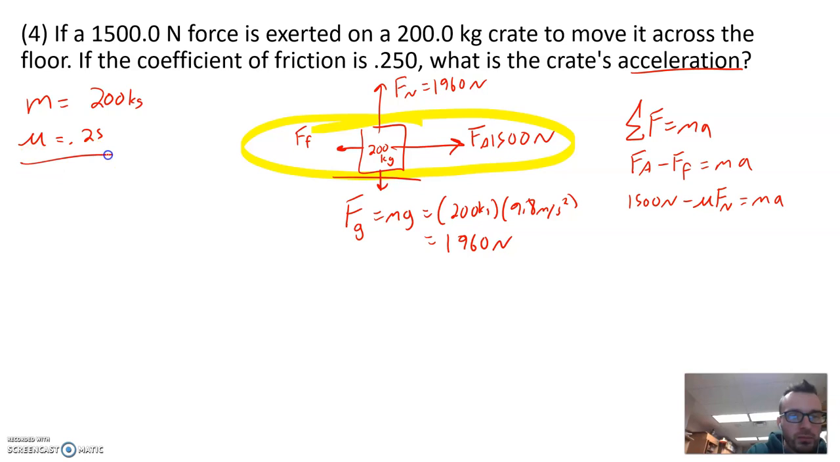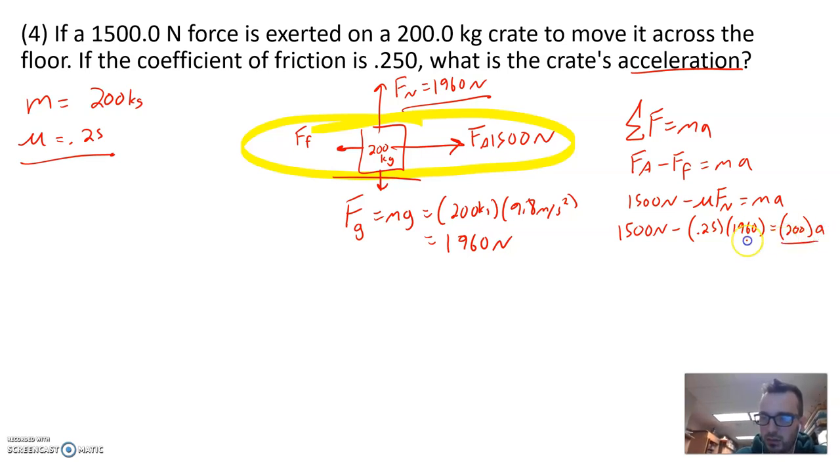Now check it out. We know mu, we know Fn, so we're going to plug those in. We have 1500 newtons minus 0.25 times 1960, equal to 200 times a. So we're going to divide both sides by 200 to solve for a. There are some intermediate algebra steps in between. We have 1500 minus, make sure you multiply 0.25 times 1960 together. That gives you 1010. Divide that by 200, and we get a equals 5.05 meters per second squared.